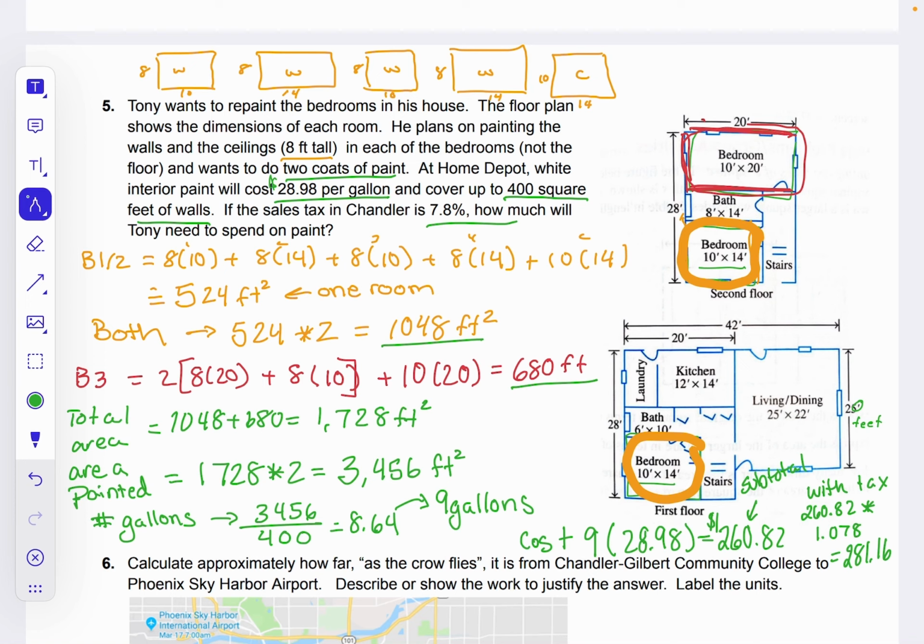So I'm actually going to write my final answer up here. So how much will Tony need to spend? He will spend $281.16 on paint.